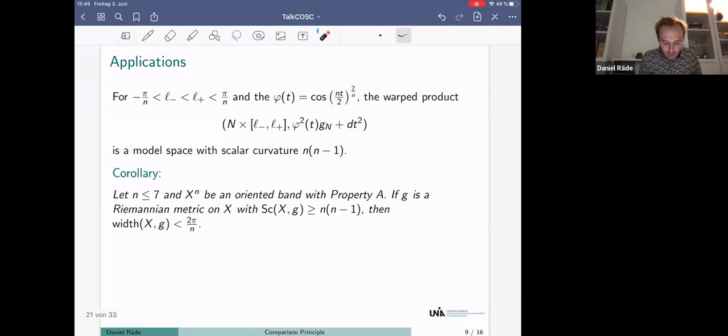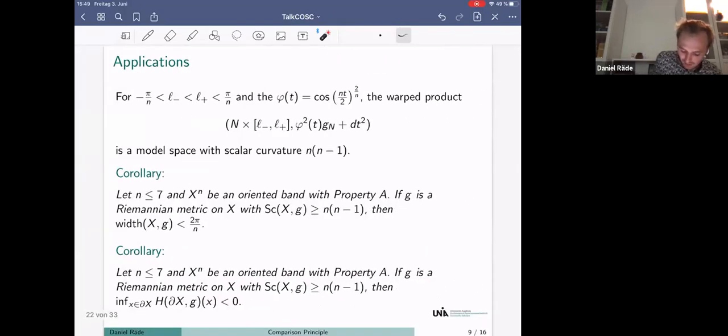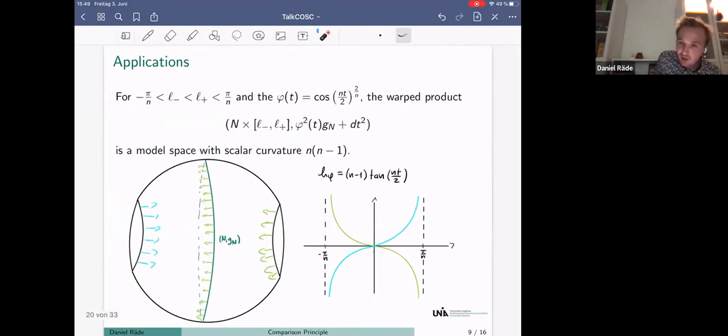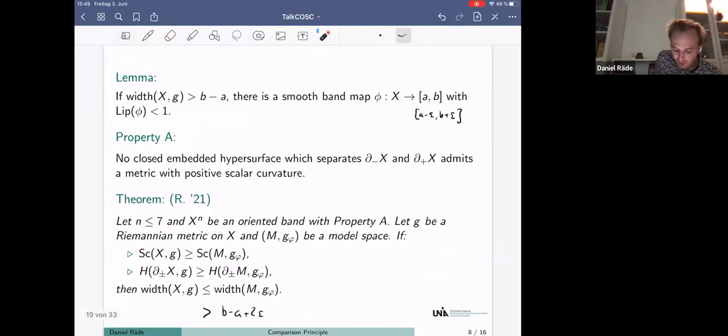Well, assume for a contradiction that the mean curvature is non-negative. Then we look at our graphs, and what we can do is choose our L minus to be 0, okay? And the L plus we can choose arbitrarily small, and still, if you look at this model space, this will be fulfilled because the left-hand side is bigger than 0.